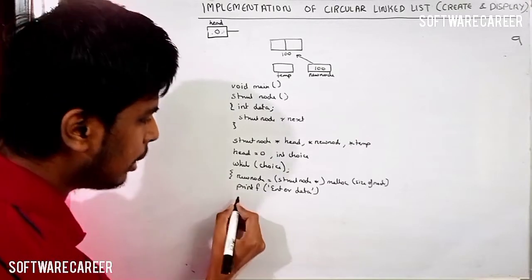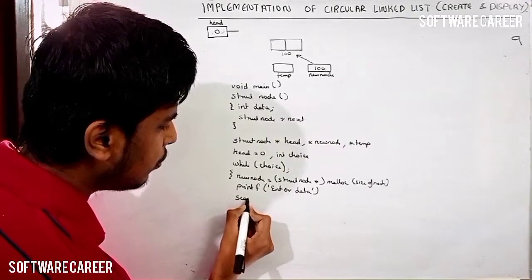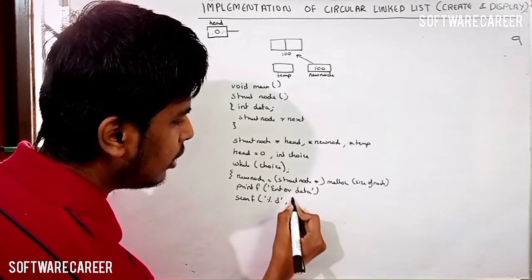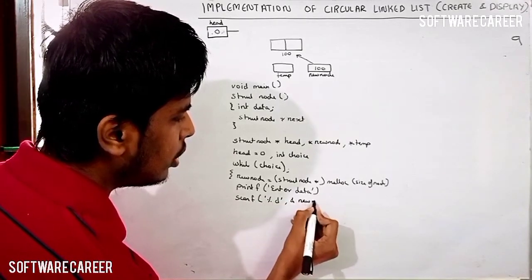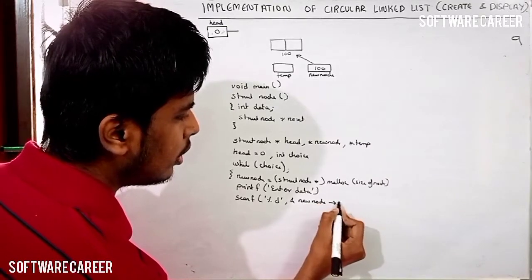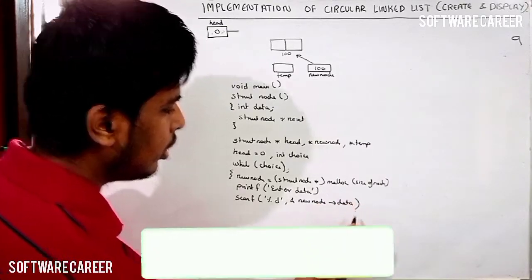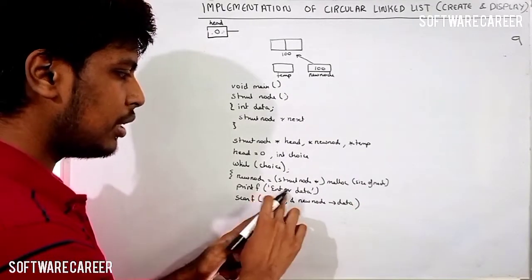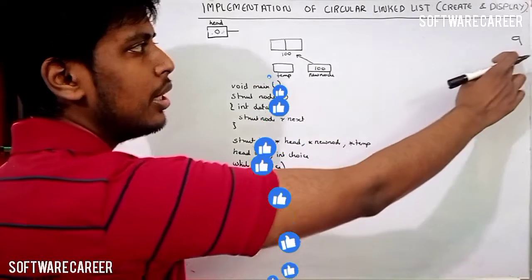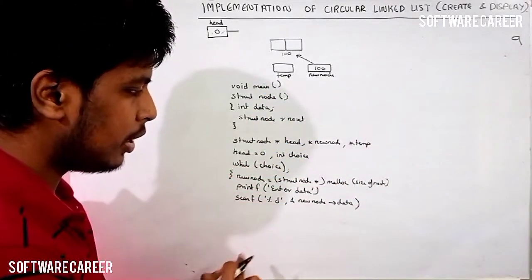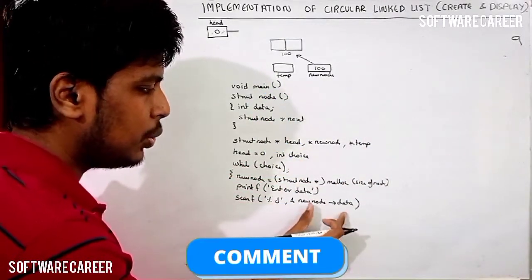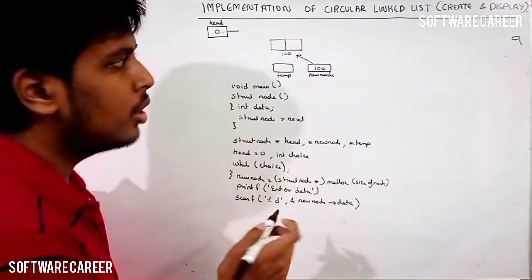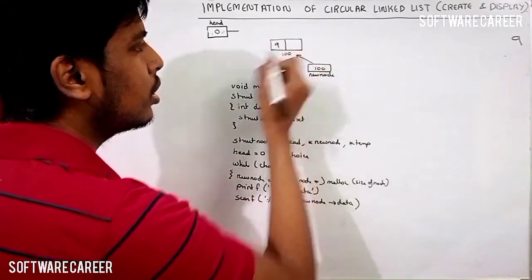So how to do that? I am writing, see, scanf %d comma and new node data. Now see, this %d, the computer asks to enter data. Now the user enters 9. Now 9 is %d. What is that 9? 9 is new node data. New node is 100. 100's data is this part. So 9 gets stored over here.